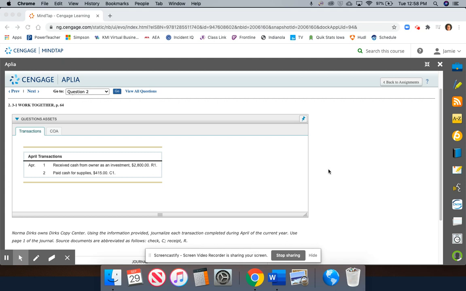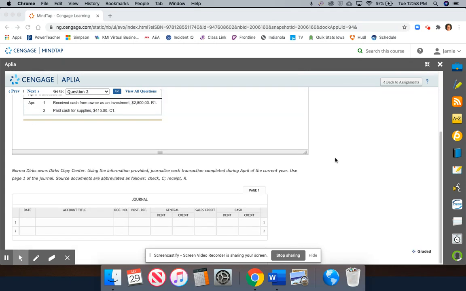For section 3-1 work together, we're going to be doing 2 transactions in a journal. So in chapter 2, we would have put these in a T-chart. Now we're going to put them in a journal. We're going to talk about some specifics as we journalize in MindTap as well. So our first transaction, we received cash from the owner as an investment, $2,800, R1.